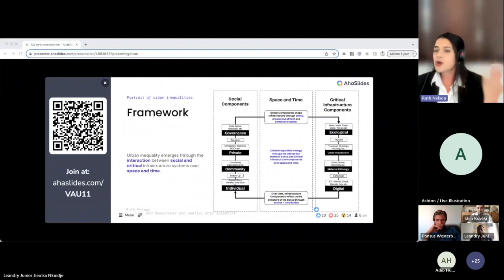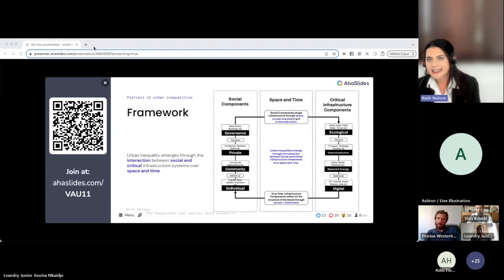And the social components, on the one hand, shape infrastructure through policy and private investment and community action. But over time, the distribution and the access to this critical infrastructure actually has an effect on society again. And in this way, urban inequalities are reproduced over space and time through this cyclical feedback loop type relationship. So yes, that's a very brief introduction to this complex topic.